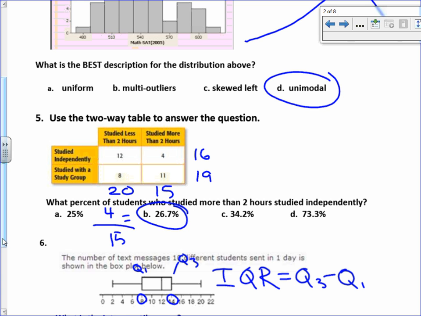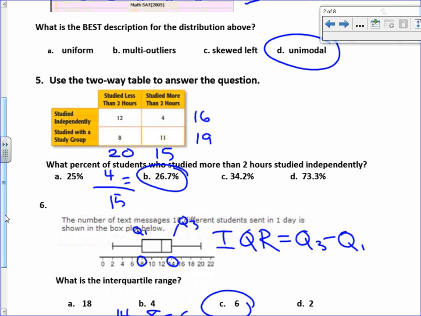All right, so I didn't erase from last period, but we can still talk through this. It says use a two-way table to answer the question. So 12 plus 8 is 20. 4 plus 11 is 15. 12 plus 4 is 16. And 8 plus 11 equals 19. So I needed the totals because I needed to figure out what to divide by.